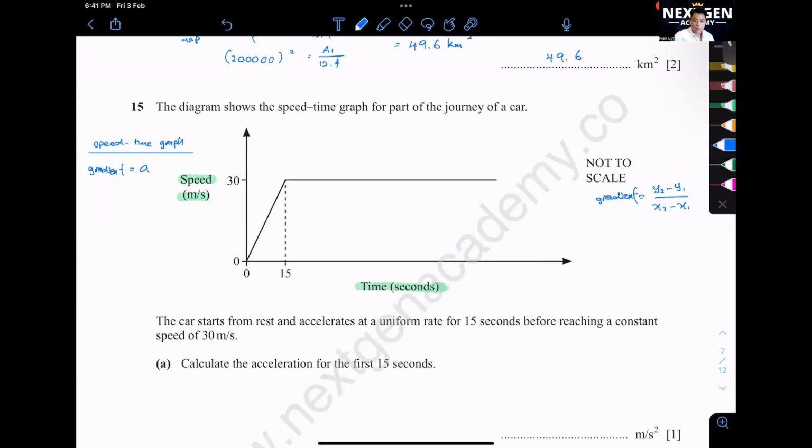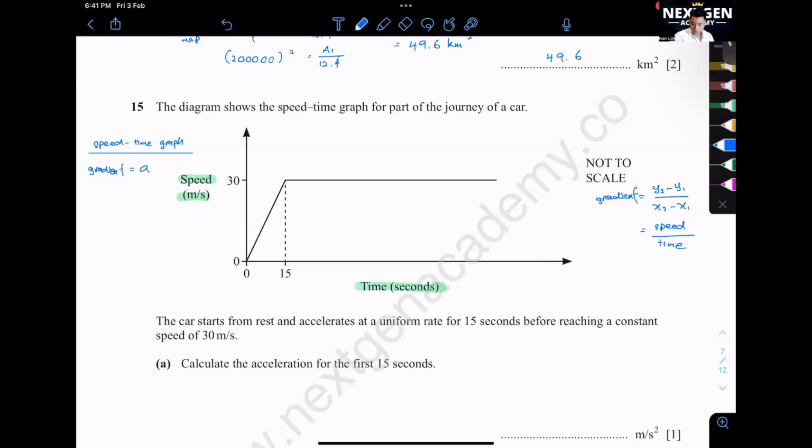You can consider it as just your y units divided by your x also. So what is y? Y is speed, right? Your x is time. What is speed over time? It's not distance. Speed over time is gradient, but it also represents what?